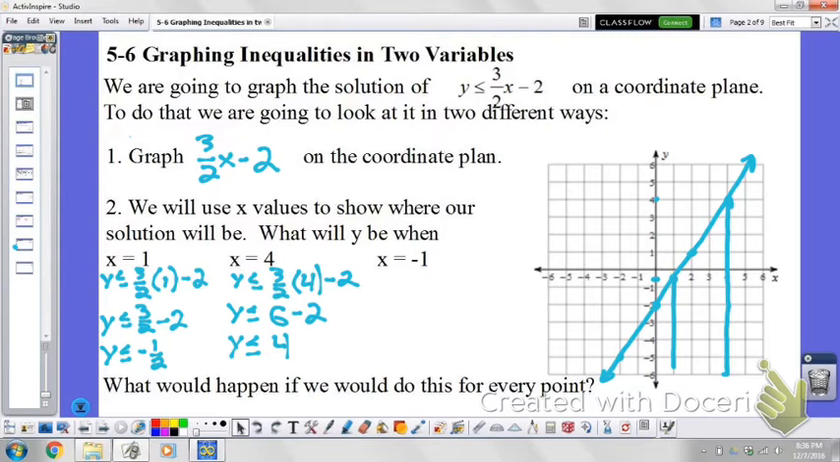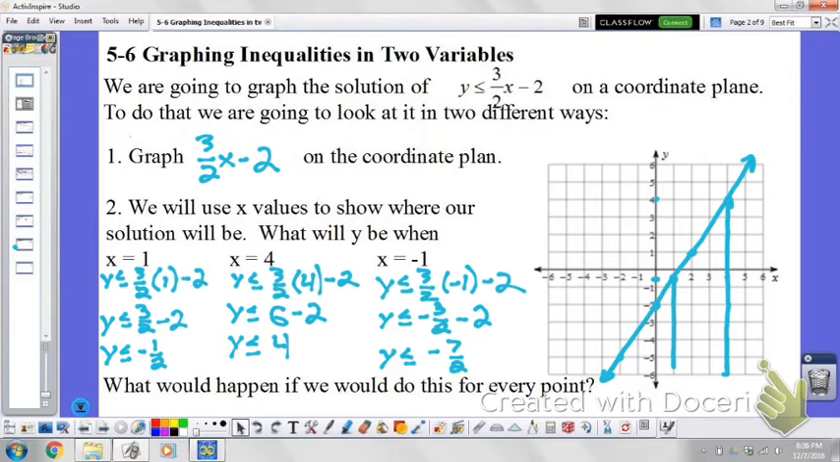So let's go ahead and do when x is equal to -1. So that gives me y is less than or equal to 3/2 times -1 minus 2. So y is less than or equal to -3/2 minus 2. So y is less than or equal to negative 7 over 2.